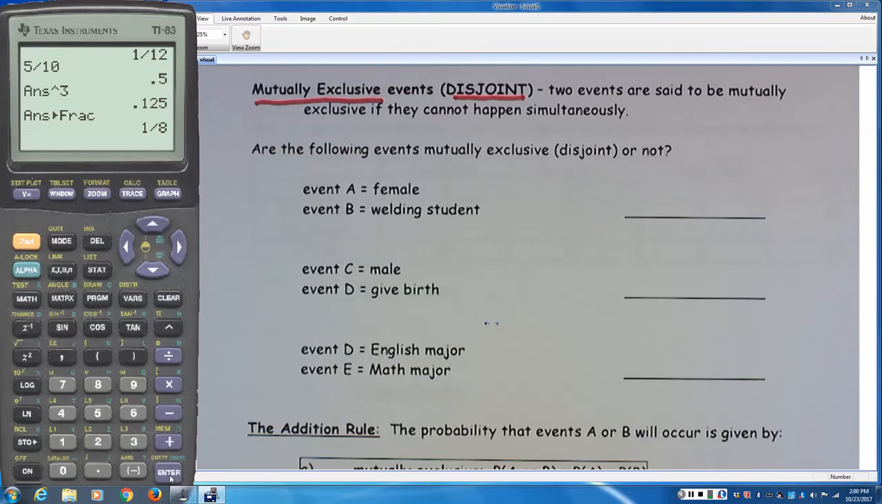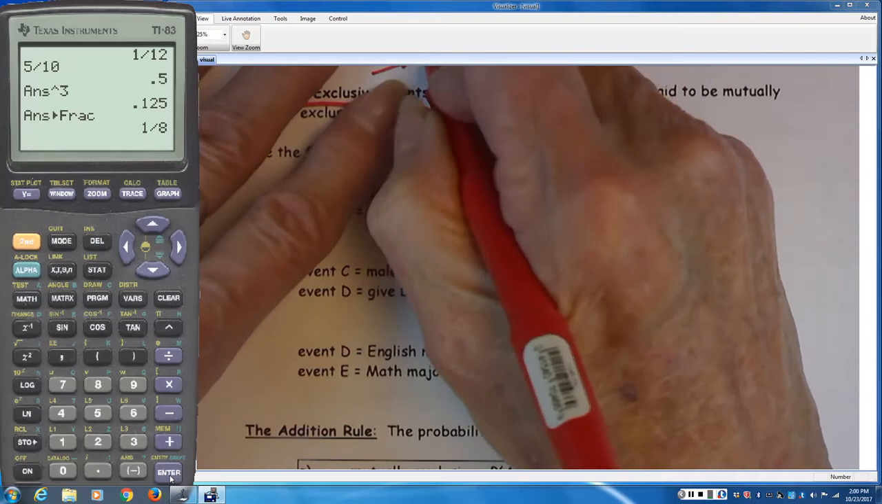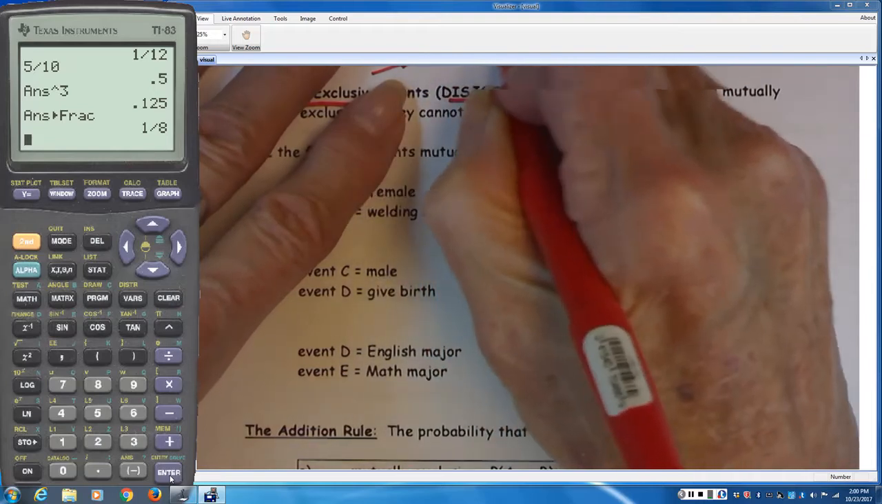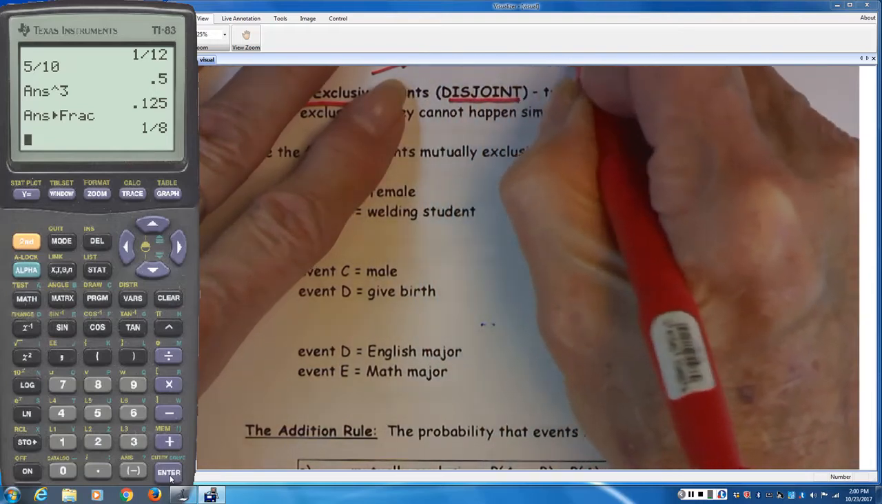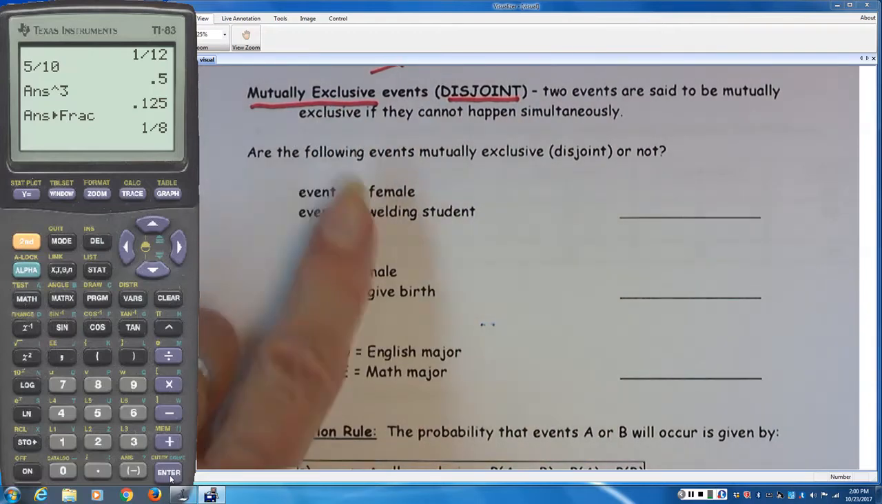Because if A happens, not A can't happen. And if not A happens, A can't happen. If it's events A and B and they're disjoint and mutually exclusive, if A is what happens, then B can't happen. If B is what happens, then A can't happen. So mutually exclusive events are always dependent. But the difference is that one precludes the other one happening.